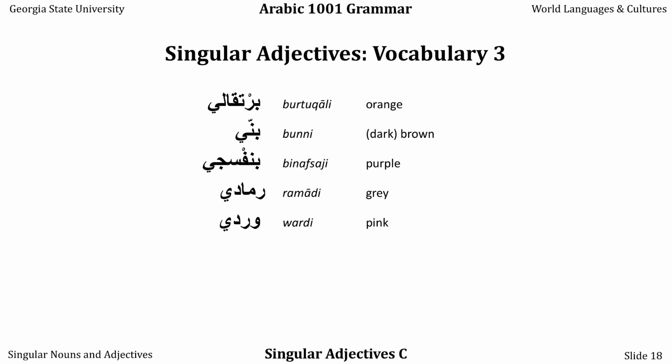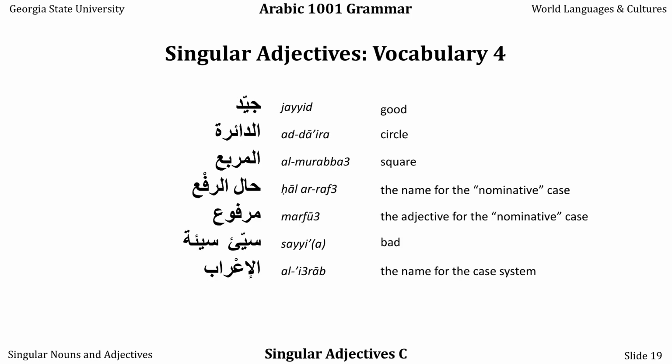And now we have 5 colors that behave like regular adjectives. Burtuqali is orange. Bunni is dark brown. It comes from the coffee bean. It's bean colored. Banafsaji is originally the Persian word for violet, which is why we get purple in Arabic. Ramadi is gray from ash colored, and wardi is pink from rose colored. And then here are some of the words we've learned throughout the course of the lesson. The two new ones here are ad-da'ira is a circle and al-murabba' is a square. Now try to come to class prepared to point at different objects and say what they are and what color they are.